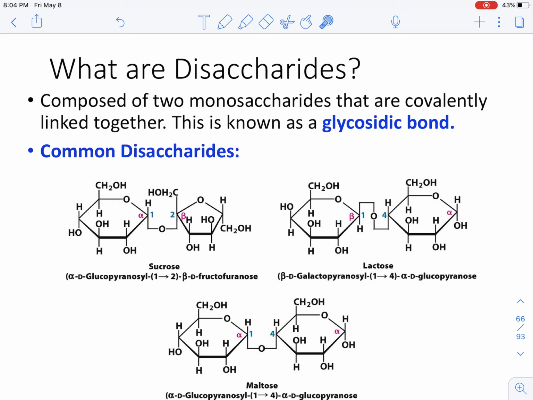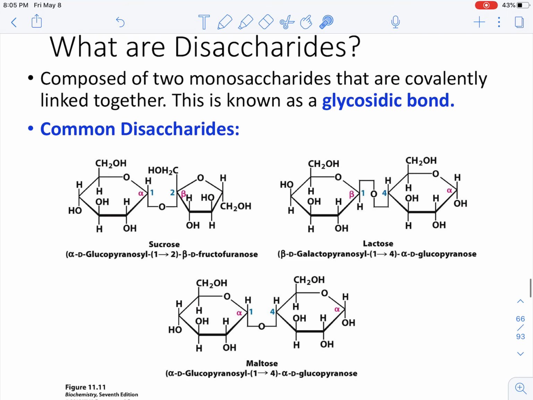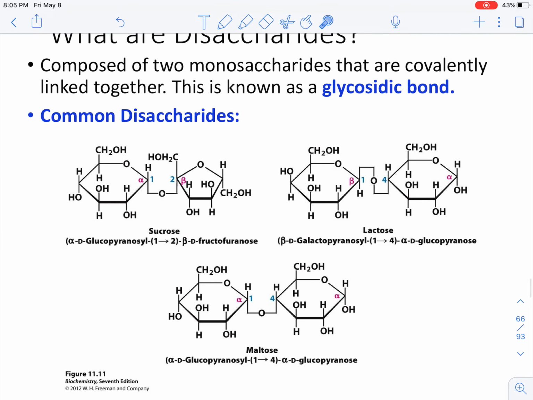We'll take a look at the formation of a glycosidic bond a little bit later. For now, just be aware that the glycosidic bond is found within the structure that I'm circling in blue. So this is a glycosidic bond, this is a glycosidic bond, this is a glycosidic bond. The three most common disaccharides that we're going to look at are sucrose, lactose, and maltose.